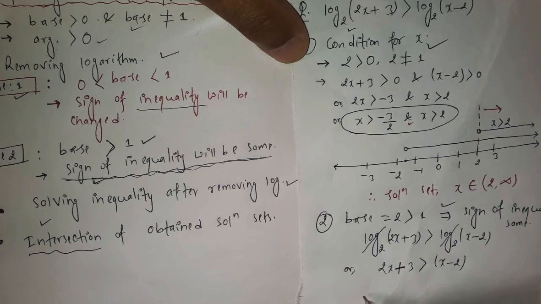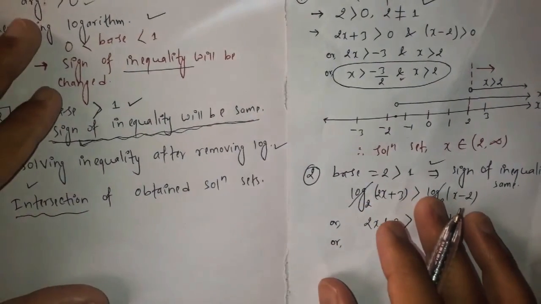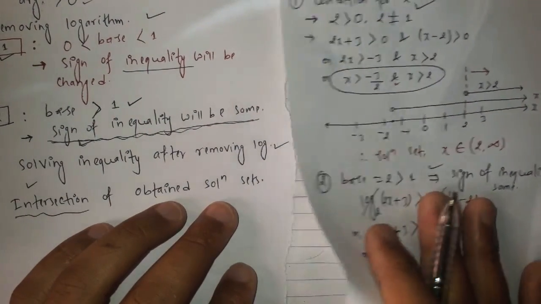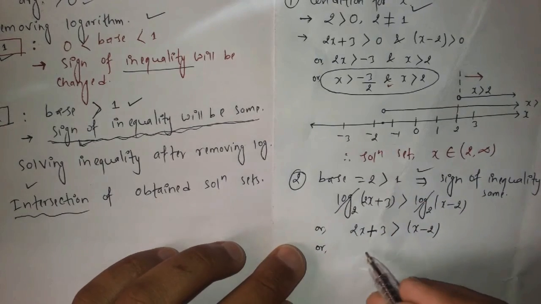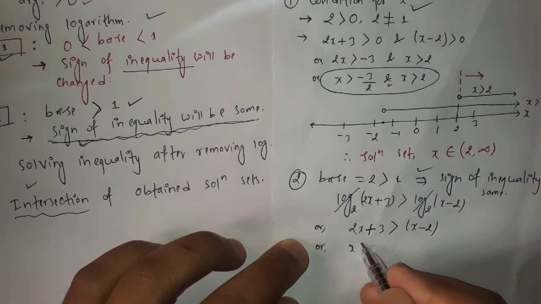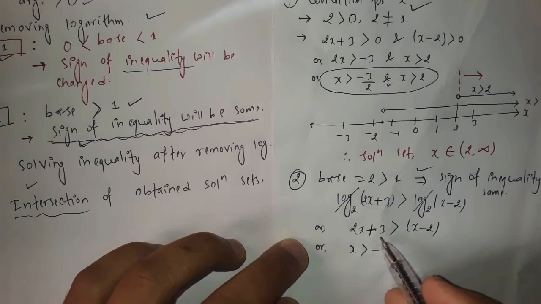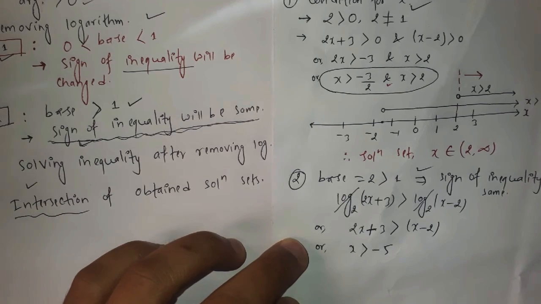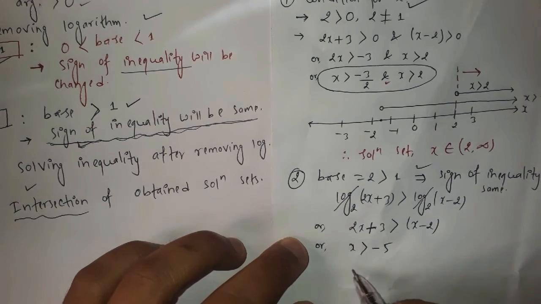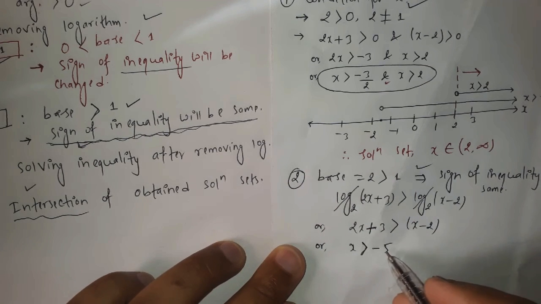Let's solve this very basic inequality. This can be further written as: 2x minus x gives x is more than negative 5. Here we just solve this inequality, and let's plot it on the number line.